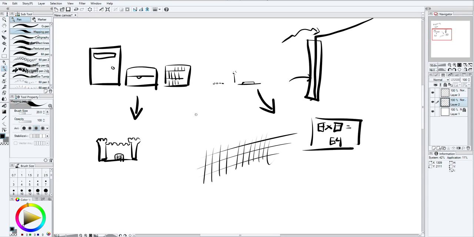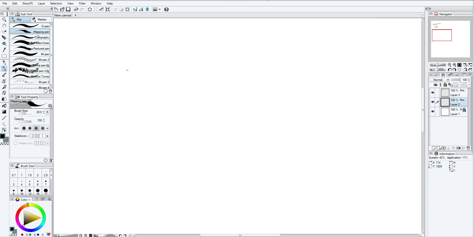So let's talk about it from a slightly different angle. Let's talk about Space Engineers.